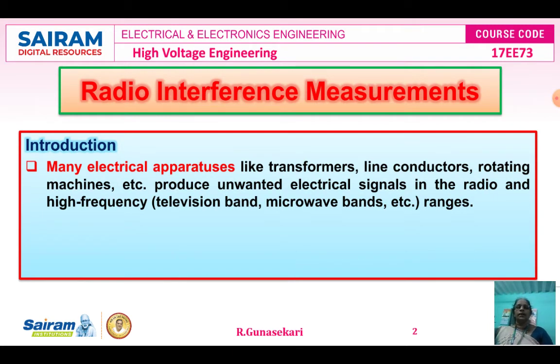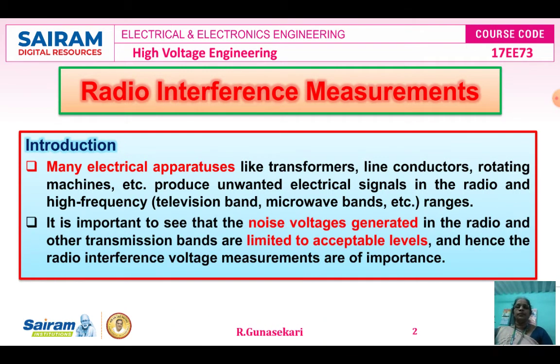Many electrical apparatuses like transformers, line conductors, rotating machines, etc. produce unwanted electrical signals in the radio and high frequency ranges. High frequency ranges mean the television band frequency ranges, then microwave bands, etc.